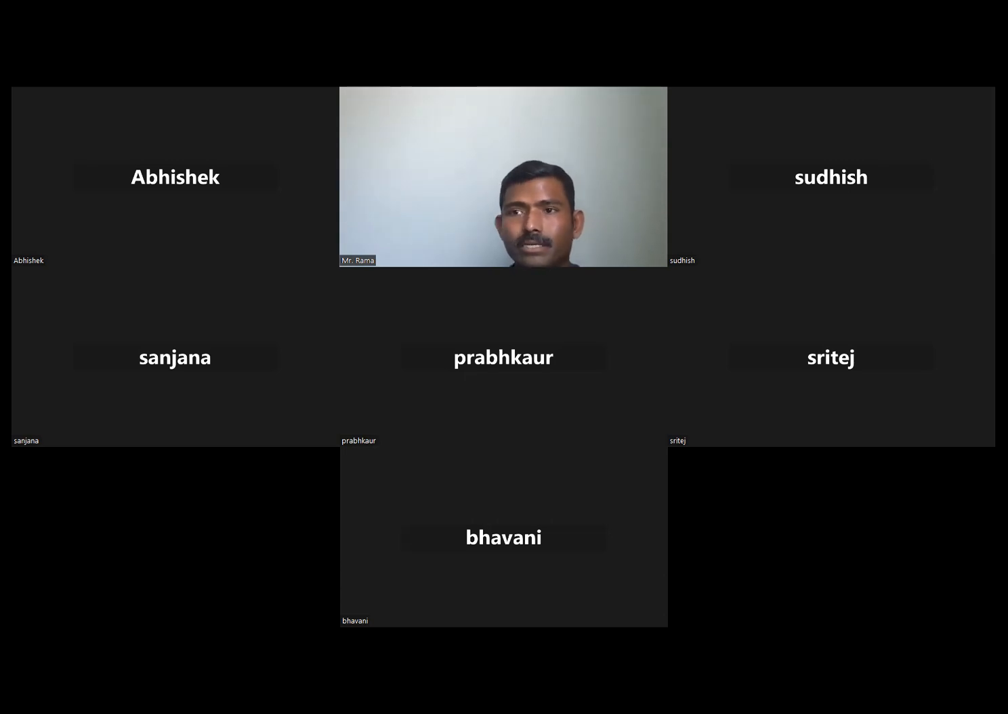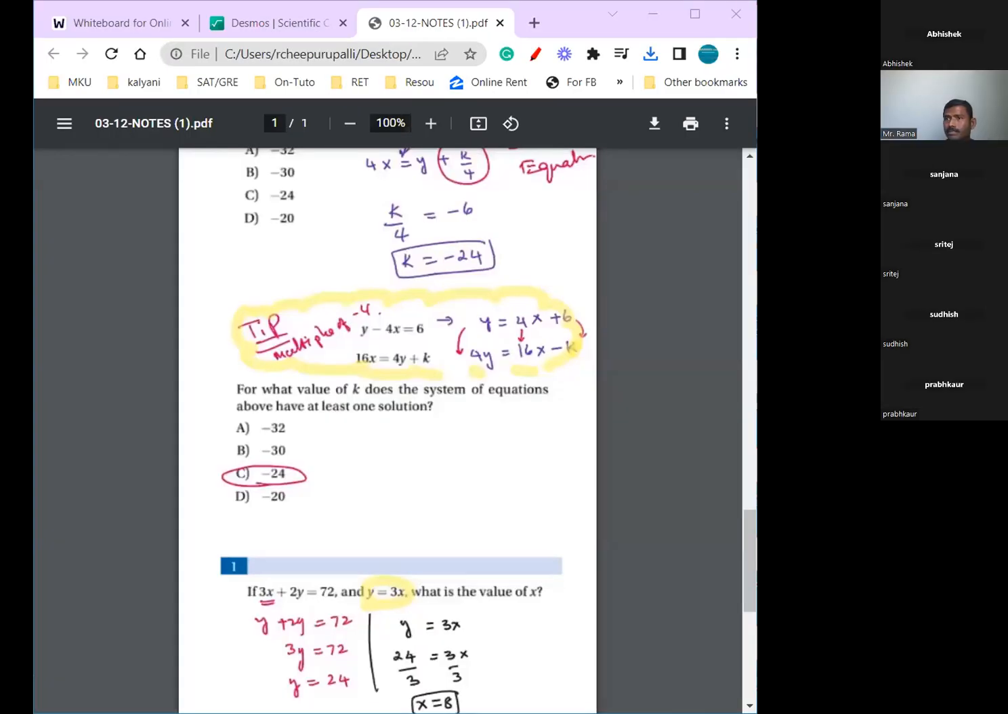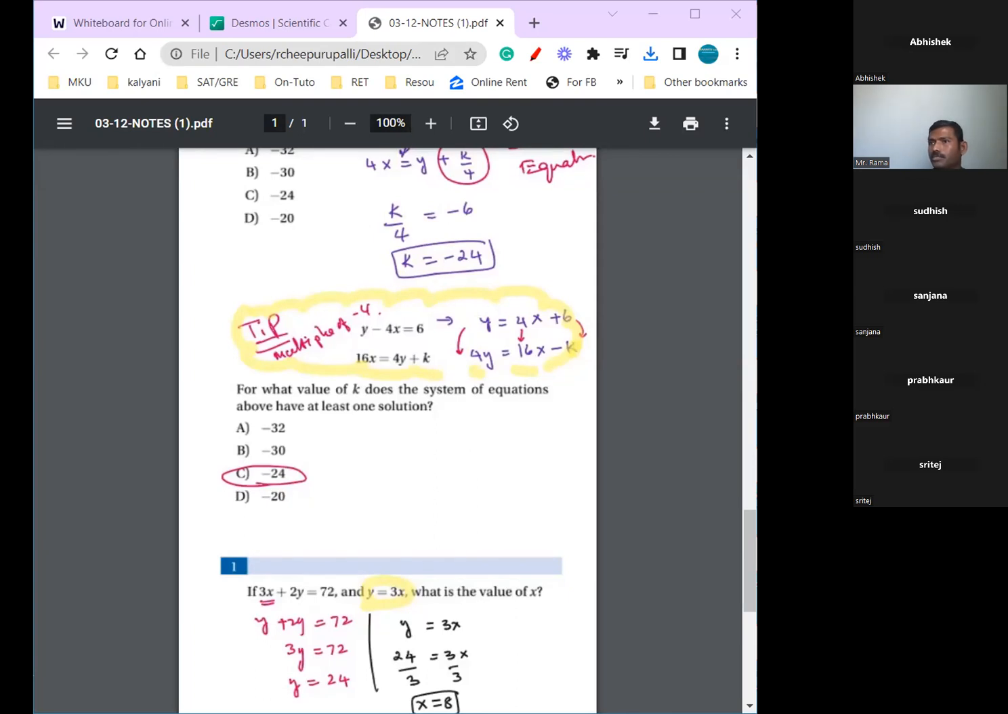So I'm just going to quickly review. Let me share my screen. I'm going to review what we did in the previous class, so that we have some ideas, and then we can go from there. Can you guys see the screen? Yeah. Good. Thank you, Sudesh.